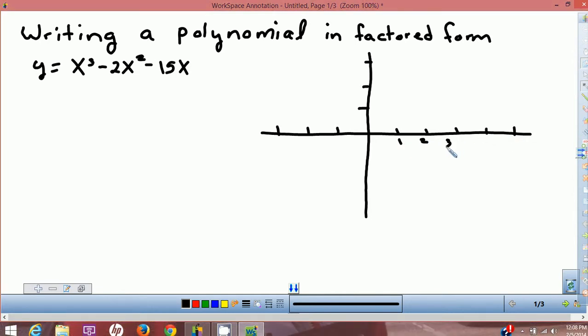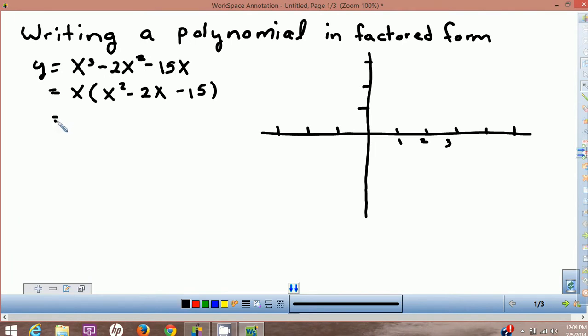So I've intentionally chosen a function that factors easily, but if you had a polynomial that didn't factor so easily, we've learned a few methods and we'll learn a few more to learn how to factor this. But this one, I can just take out the common factor. The common factor is x, and that leaves me with x squared minus 2x minus 15. Now, that quadratic then factors, and it factors as x times x minus 5 times x plus 3.